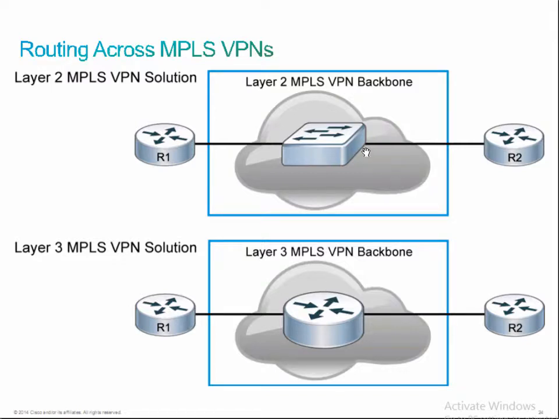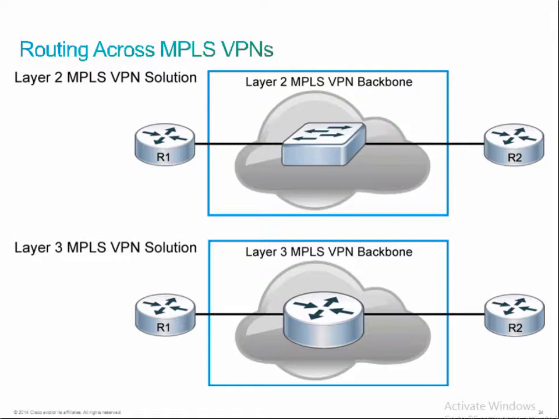The top diagram describes a switched MPLS solution, which has two options. You have VPLS, virtual private LAN service, or you have VPWS, virtual private wire service. In either case, the routers look like they're connected either through a single point-to-point Ethernet connection or through some sort of broadcast domain functionality, like a switch in the middle.